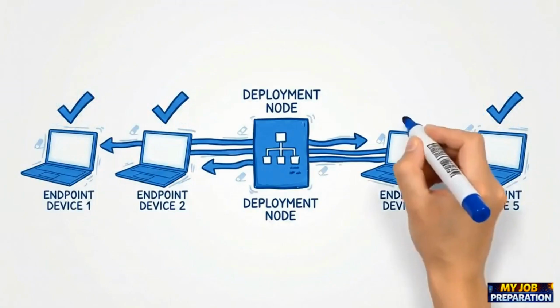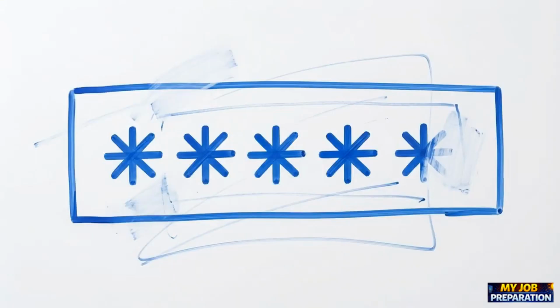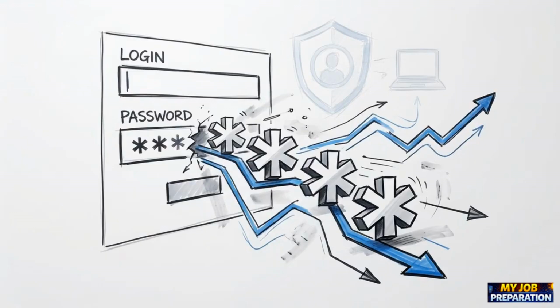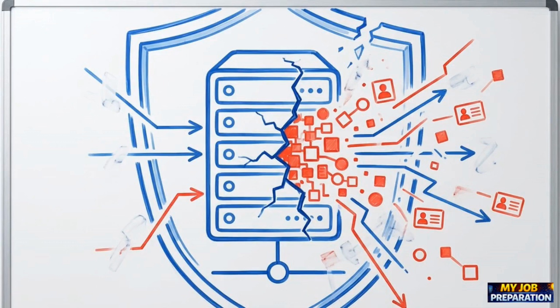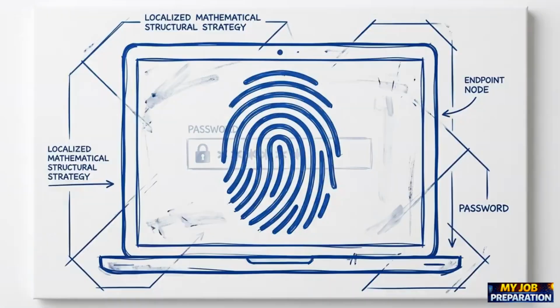Standard passwords carry a central vulnerability. To be verified, they must travel outward across an untrusted network. Passwords transmitted over a network can be intercepted. Furthermore, a single breach at a centralized authentication server can instantly reveal thousands of stored credentials. Intune severs this vulnerability by enforcing a passwordless strategy, specifically leveraging Windows Hello for Business.